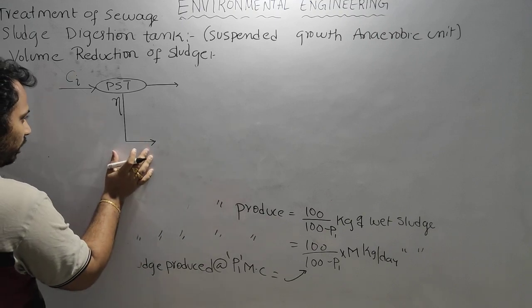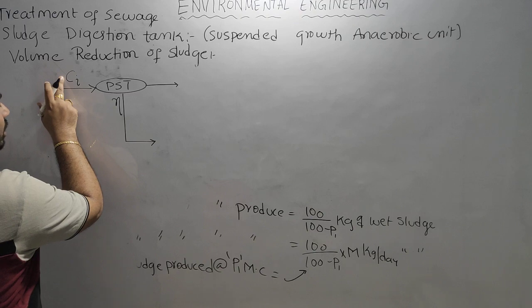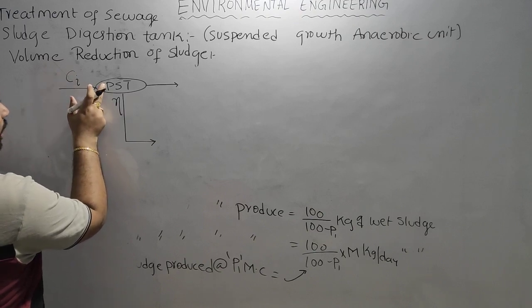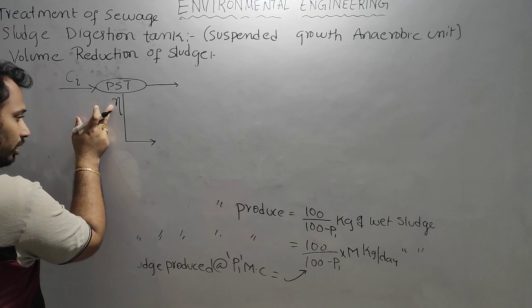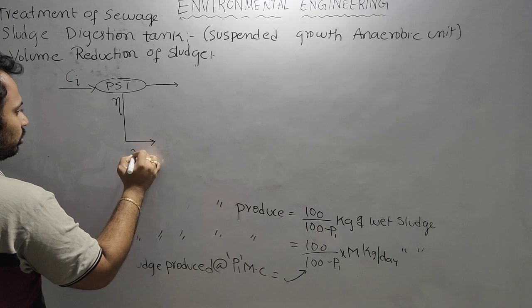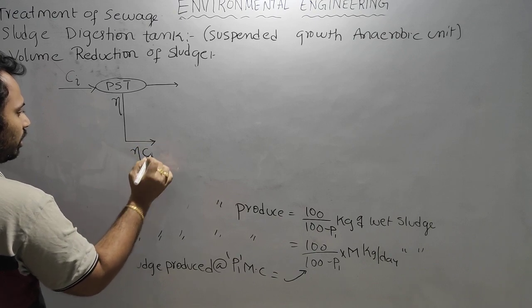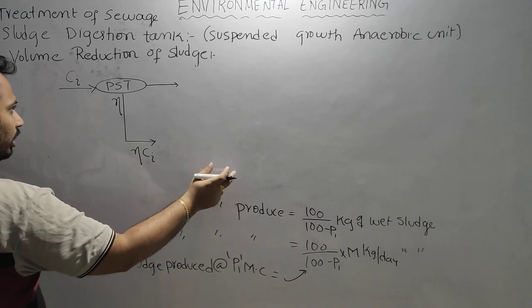How much solids will come here? If this is the solids entered into the primary sedimentation tank and this is the solids removed in the primary sedimentation tank, then how many solids are coming from this location? So eta into Ci. This is the amount of solids which are entering into the sludge digestion tank.